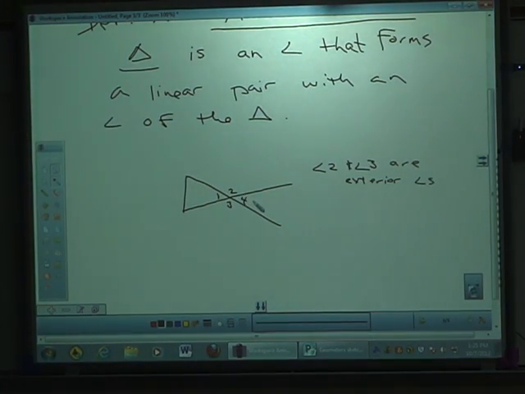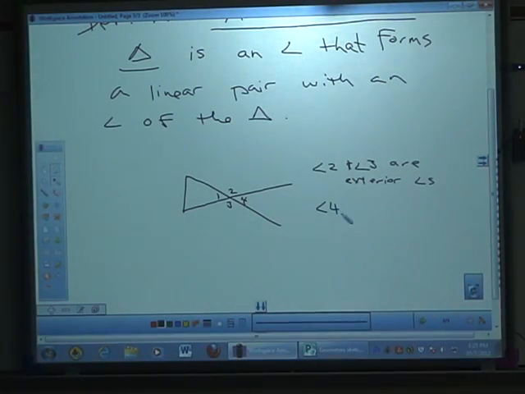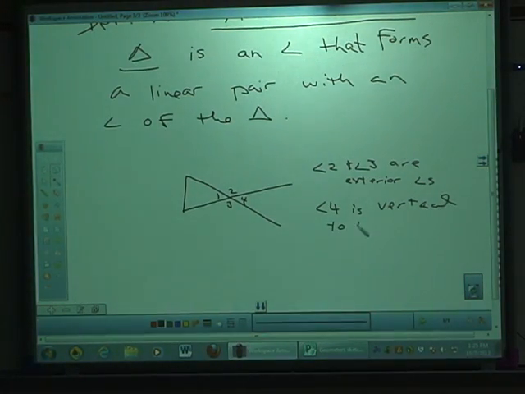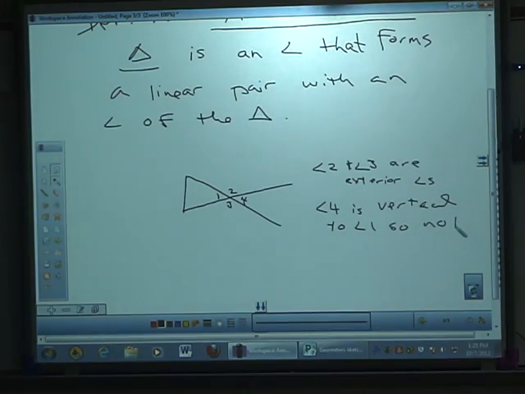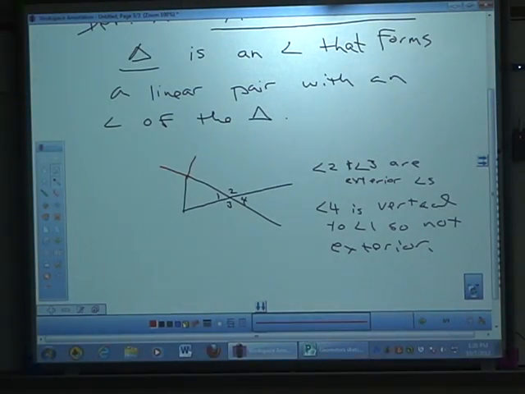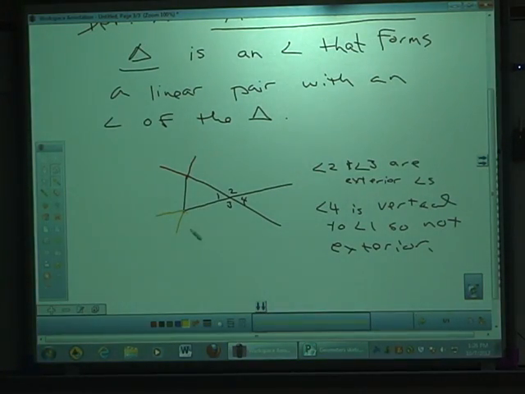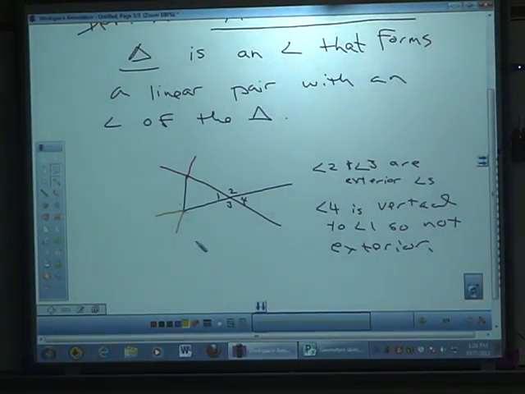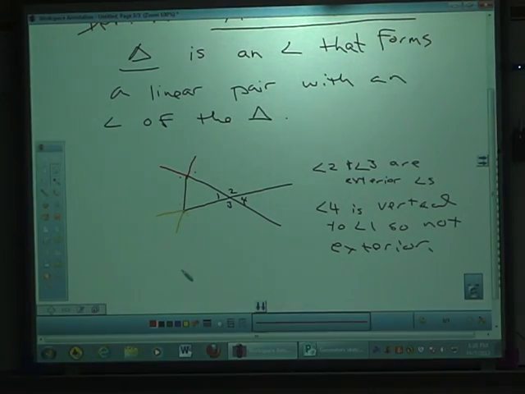Similarly though, is 4 exterior? It's outside of the triangle, but it's vertical to angle 1. So angle 4 is vertical to angle 1, so not exterior. Now you may say, well, why do you only pick that side? Well, we don't necessarily only have to pick that side. If I extended the other sides, I can do the same thing, which means that this is an exterior angle, this is an exterior angle, this is an exterior angle, this is an exterior angle.